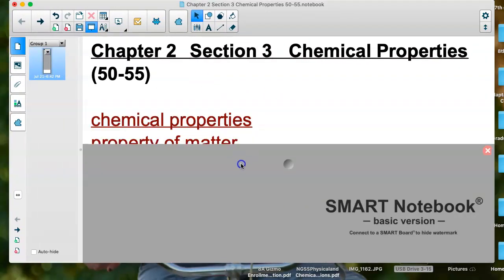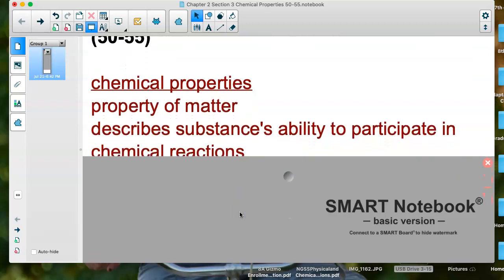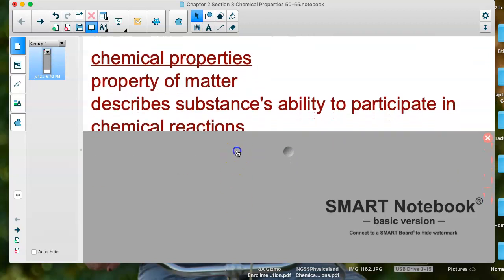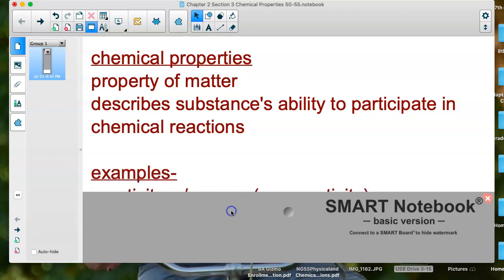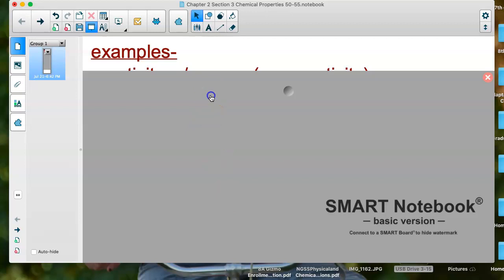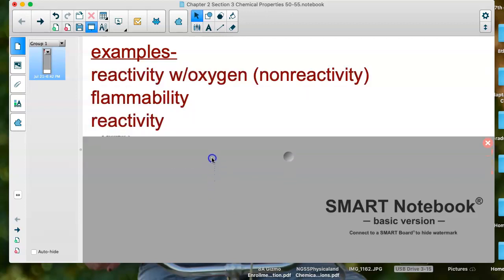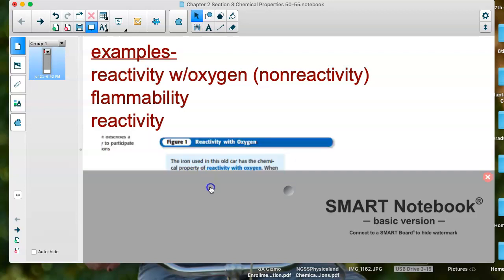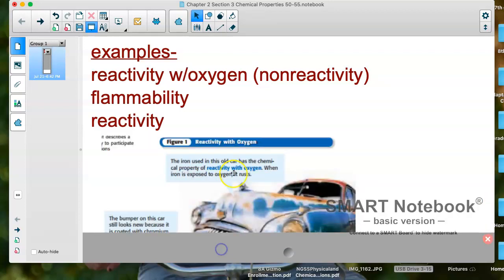Okay, so chemical properties. This describes the substance's ability to participate in chemical reactions. So what are some examples of ways that we would describe some properties of a chemical reaction? So if it's flammable, if it reacts with oxygen or doesn't, right? Or how does it react?